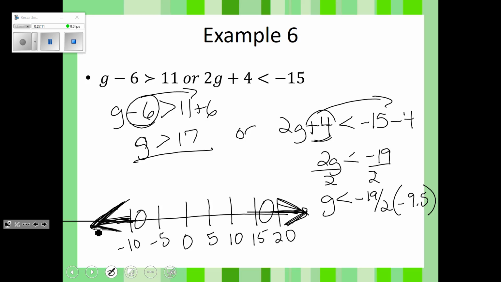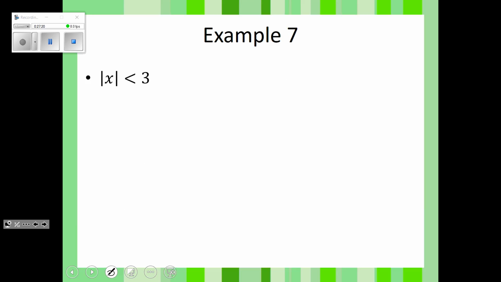Any questions about compound inequalities using and or, solving two at one time? All right, good. Let's go to absolute value.